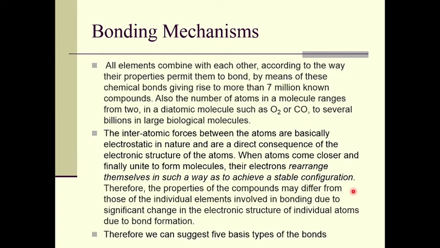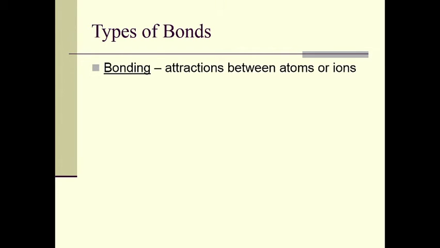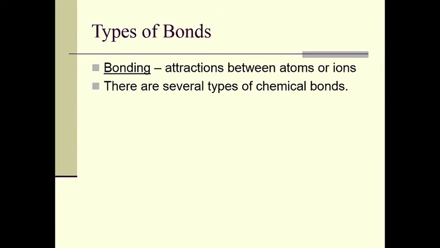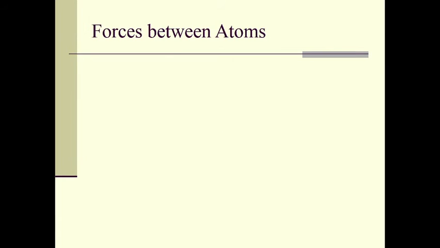Therefore we can suggest 5 basic types of bonds, 5 distinct types as per the type of interatomic force. Bonding means the attraction between atoms or ions. There are several types of chemical bonds, namely the ionic bond, covalent bond, van der Waals bond or molecular bond, hydrogen bond and metallic bond. So there are 5 main types of chemical bonds that we are going to study in this chapter.